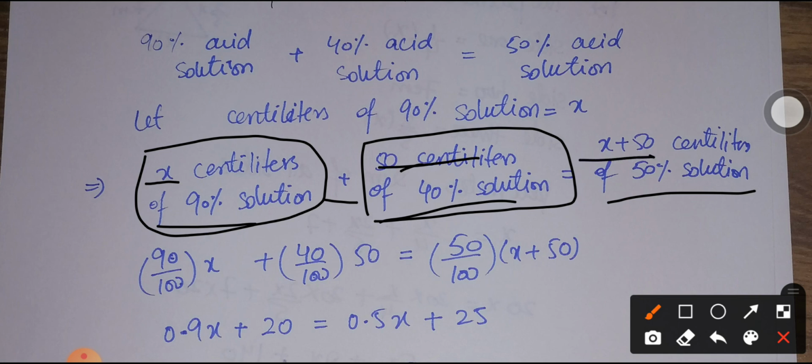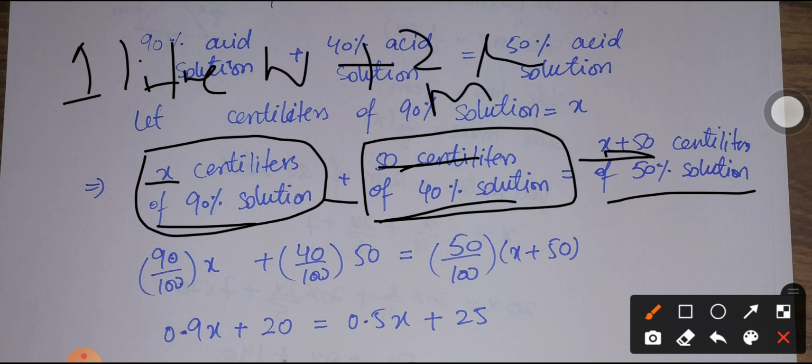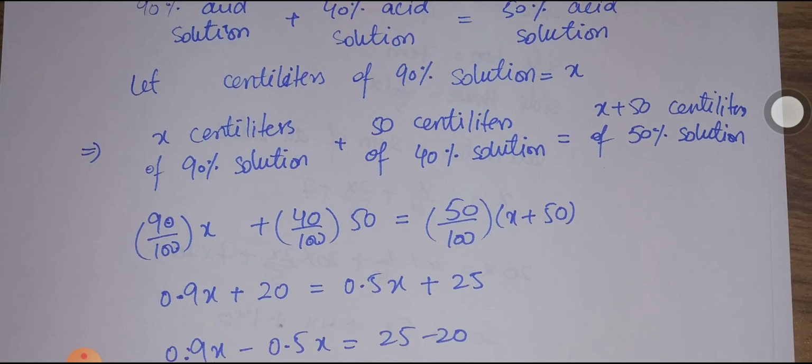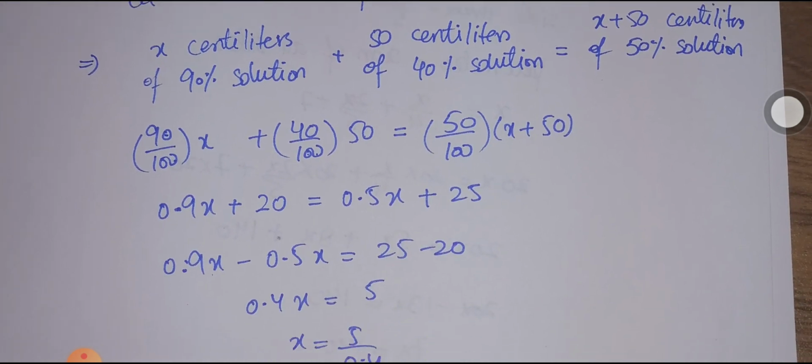How do I get x plus 50? I'm going to explain it again. For example, we use 1 liter of water, and I'm going to add this to 2 liters of milk. So at the end the solution will be of 3 liters. That is, I'm just going to add the amounts. So x centiliters of 90% solution and 50 centiliters of 40% solution will yield us x plus 50 centiliters of 50% solution. Now I'm going to convert this word problem into the mathematical expression.